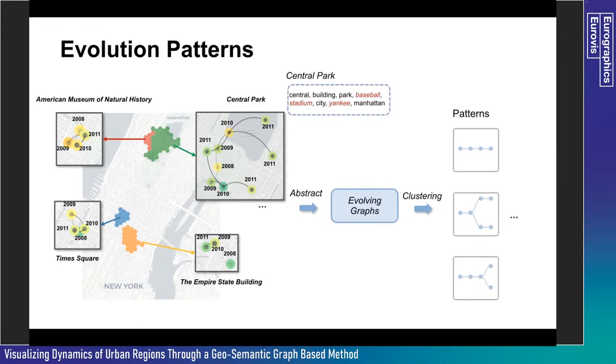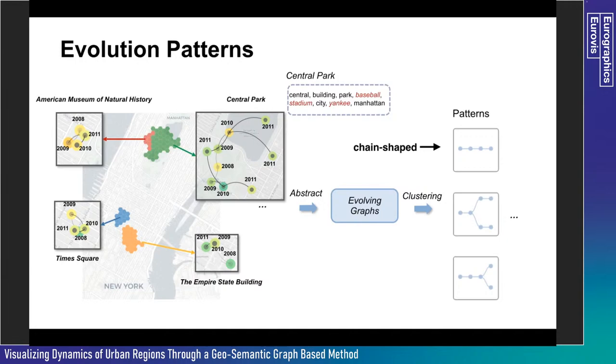Among them, the chain-shaped patterns usually happen at landmark buildings. They are stable, and region centroids at different time steps are very close to each other. By referring to the associated keywords of the dominant topics, we can deduce what the landmark is. The keywords of Central Park are listed here.